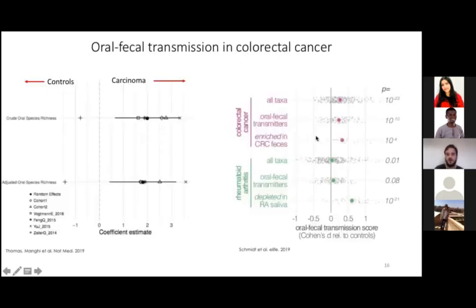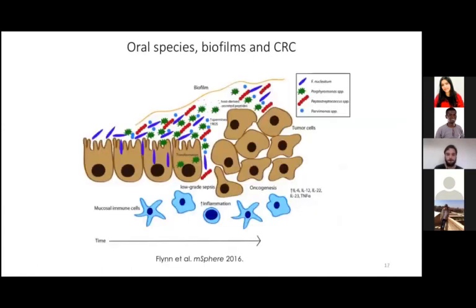This is something that they also saw in colorectal cancer patients that had an enrichment of oral species, and they also saw the same thing with rheumatoid arthritis. So this seems to be something that's pretty common in colorectal cancer.